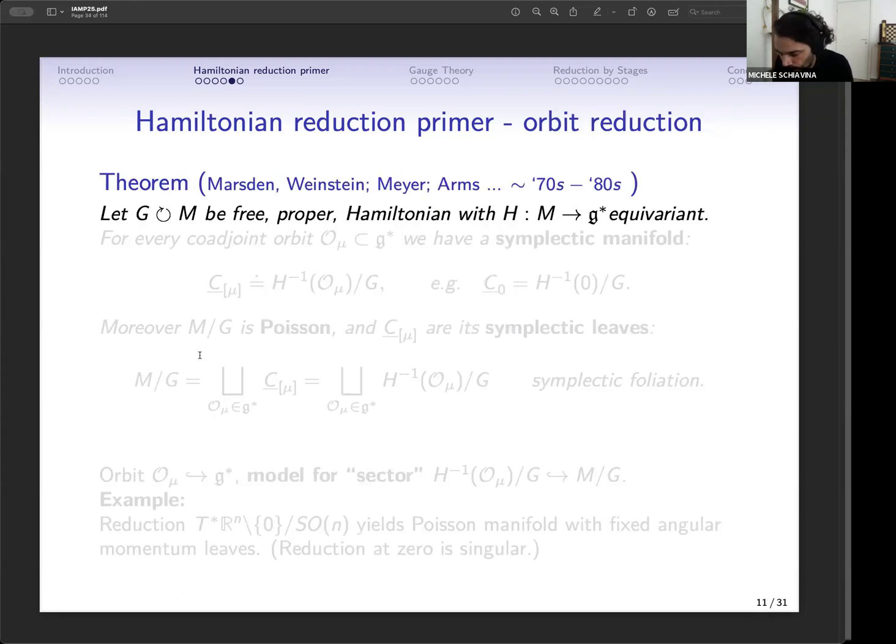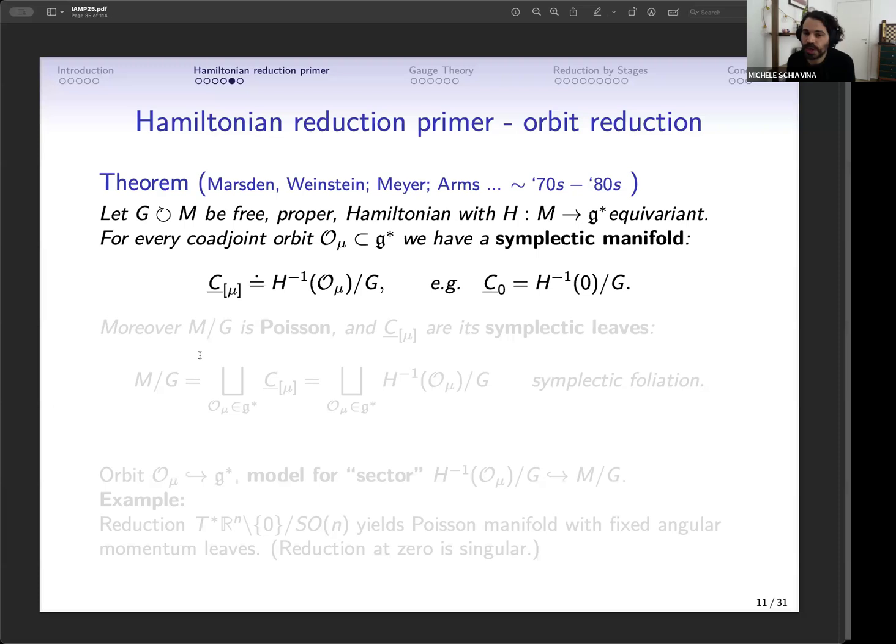So given this, we are going to state a theorem, or a collection of several theorems, rather, that if you have a free and proper Hamiltonian action on a symplectic manifold, and we assume that H is equivariant, given any coadjoint orbit, this constructs for you a symplectic manifold, which is obtained by taking the pre-image of the entire coadjoint orbit for a point mu and quotienting by the group. For example, you could take the zero-level set of the momentum map and quotient by the group, or you can take any other coadjoint orbit. And I'm putting both examples here because both will be relevant later on.